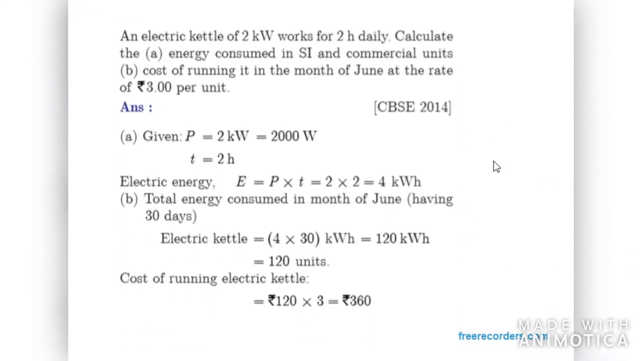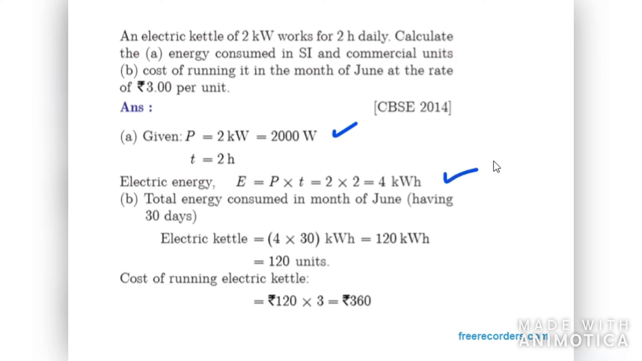It says an electric kettle of 2 kilowatt works for 2 hours daily. Calculate the energy consumed in SI and commercial units, and the cost of running it in the month of June at the rate of 3 rupees per unit. Now we know one formula, that is energy equals power into time. Power is given, that is 2000 watt. Time is given, that is 2 hours. So the total energy consumed is 4 kilowatt hour.